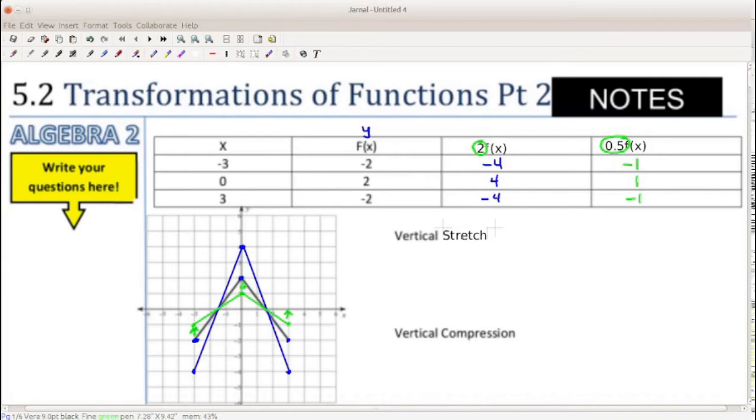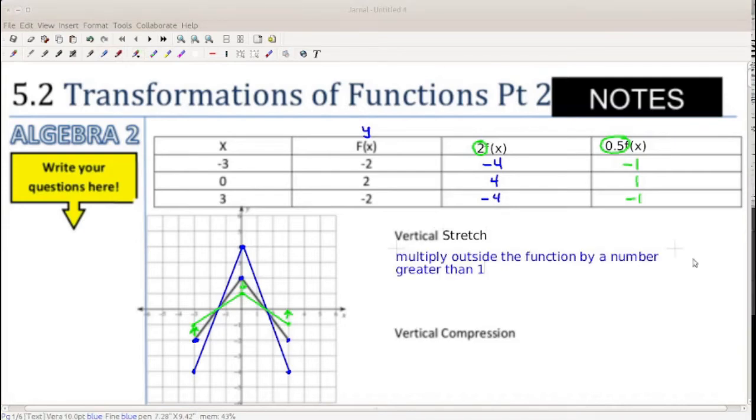I think in your notes this word is a shift. You need to erase that, cross it out, and put in vertical stretch. That was what it actually should say. So vertical stretch is multiplying outside my function, multiplying my y values, by a number greater than 1. Pause the video if you need a moment to write that down.